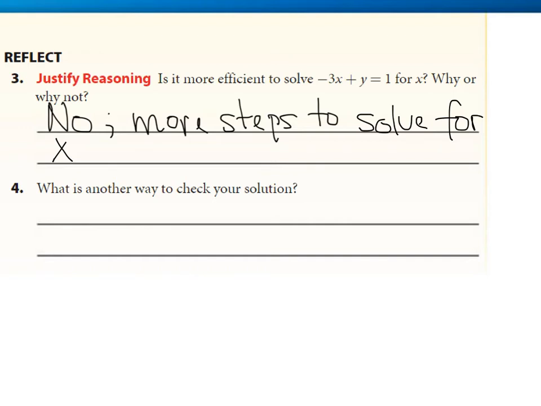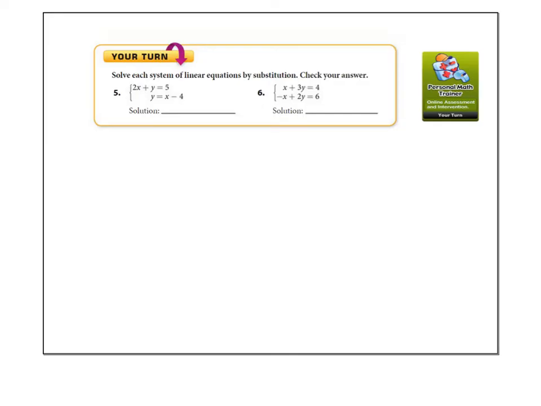And another way to check your solution is our first method of solving, which is to graph it. So we're going to do number 6 together, and then you're going to do number 5 on your own.